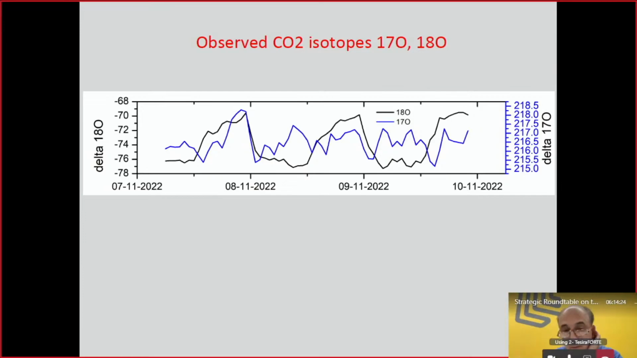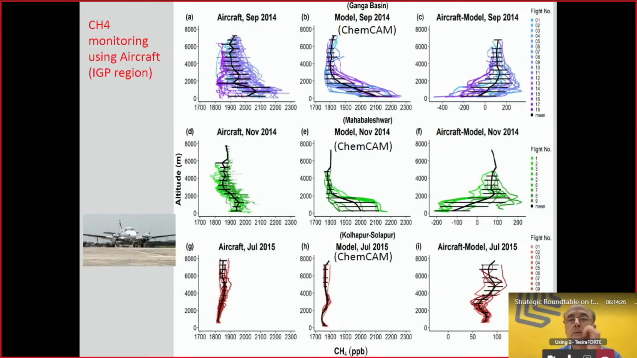This is just an example I showed. Next. This is a profile of the aircraft measurements that we have done over the IGP region in 2014. This is methane. You can see the top left is the aircraft in September, and then on the right side in the middle it's a model, the chemistry model CAM. We have just validated the model. I'm showing one example of how powerful these observations are.